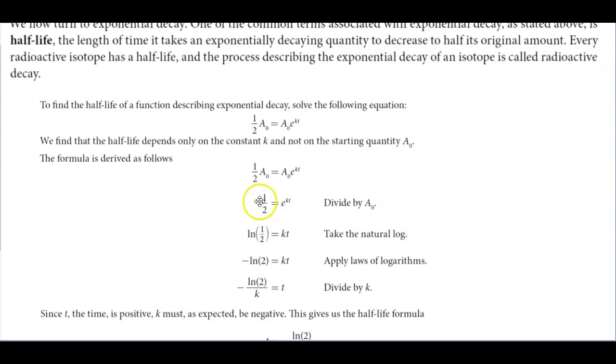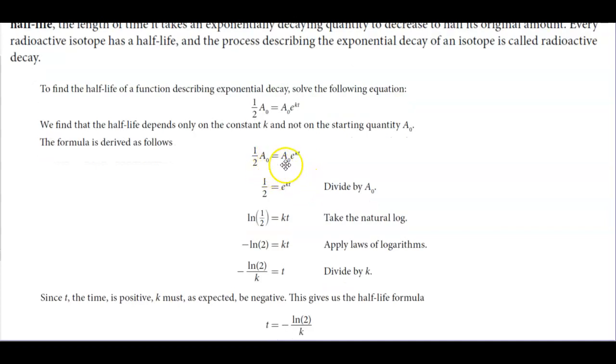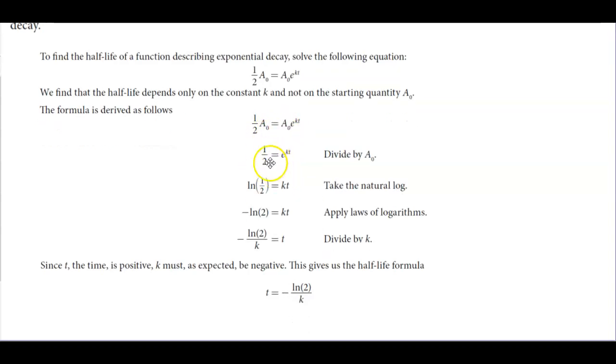We would have 1/2 A subscript 0, or the original amount, which is equal to the original amount times e to the power of kt. So if we divide both sides by the original amount, it goes away, because dividing it by itself is going to have 1 on both sides. So now we have 1/2, which is equal to e to the kt.